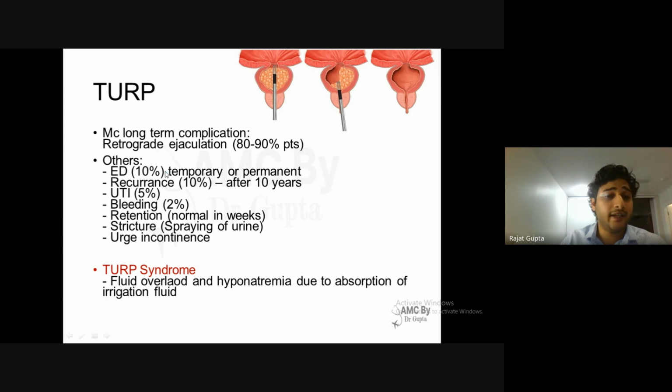There can be UTI, bleeding, retention. Retention normalizes in weeks. With stricture, the urinary stream will be like spraying of urine, and the intensity is going to be low. Urge incontinence can be there. There is a typical syndrome that they might ask, TURP syndrome. When we go for TURP, there is constant irrigation, so when we are cleaning, we are constantly irrigating this area. Some of the fluid gets absorbed in the body, leading to fluid overload and hyponatremia due to absorption of irrigation fluid, and the patient can get into heart failure.